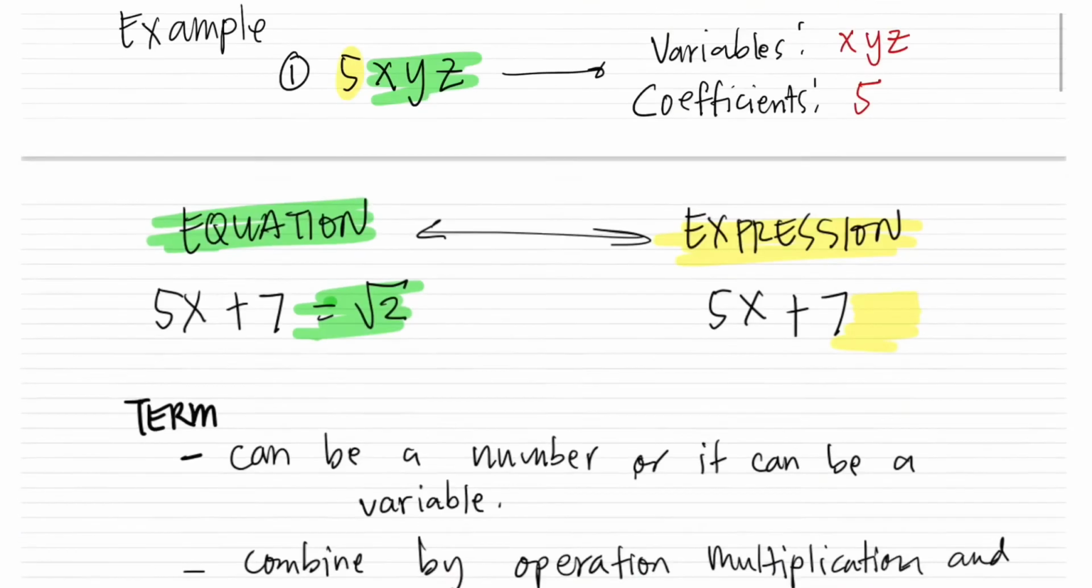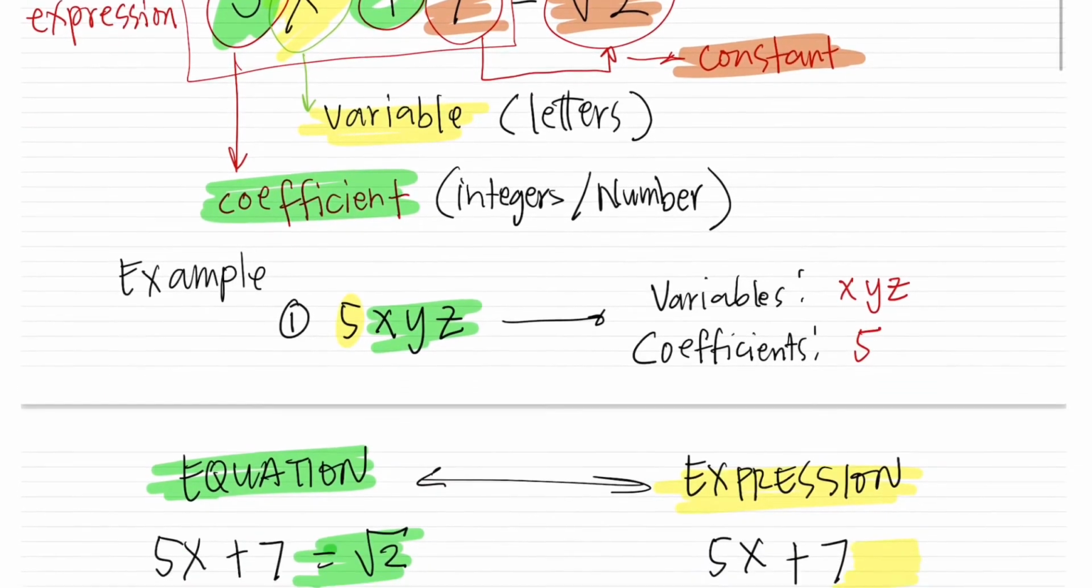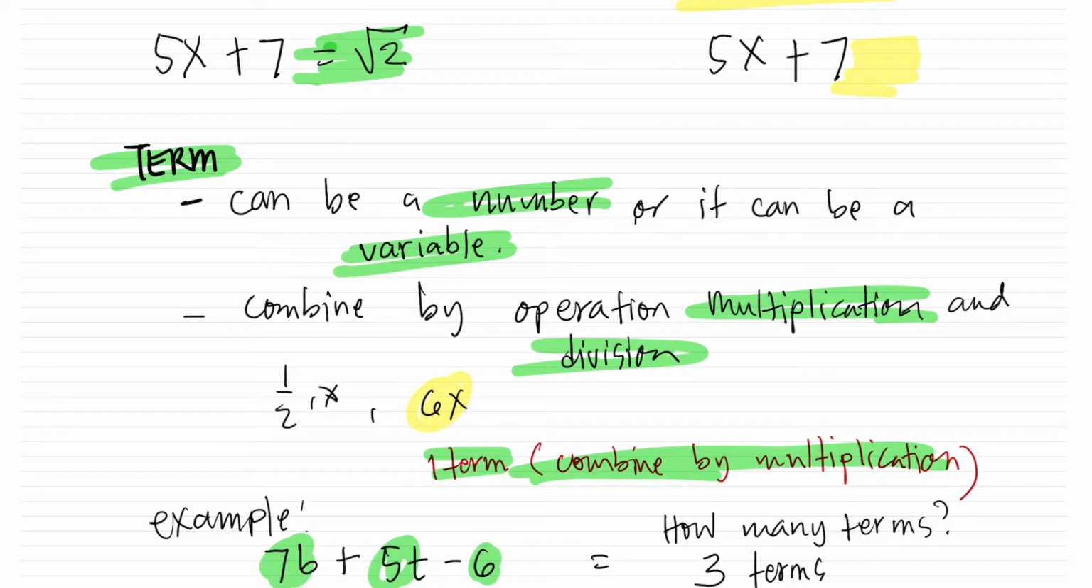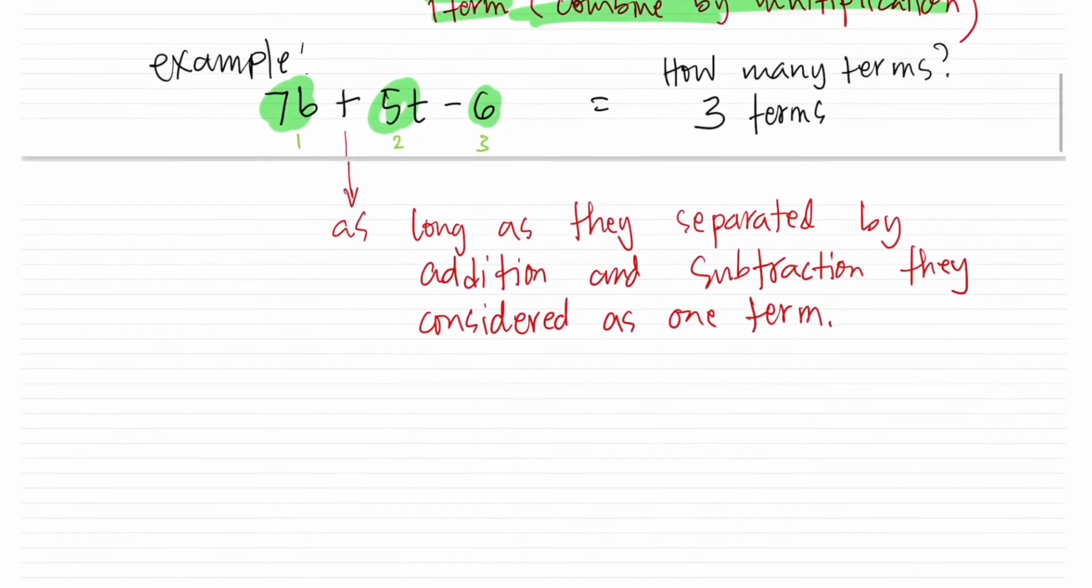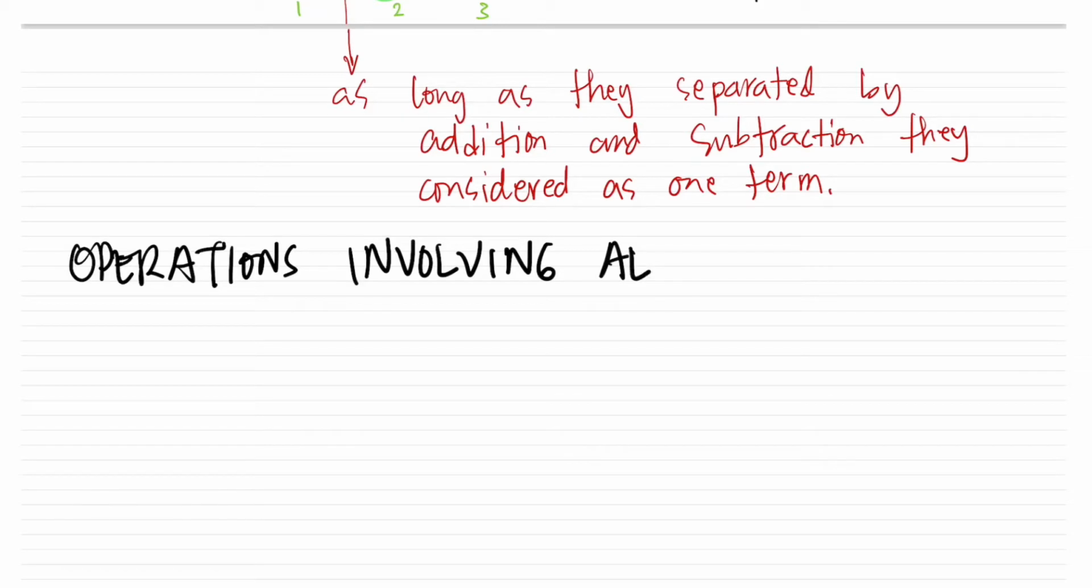All right, so this is what composes our algebraic expressions. First, you have to determine the things that make up an algebraic expression. We have coefficient, variable, constant, and algebraic operations. Now, there is one name that we have to remember. It is called term. It can be a number or it can be a variable. Combined with operations of multiplication and division, they are considered to be one term. Next, let's go on to the operations involving algebraic expressions.